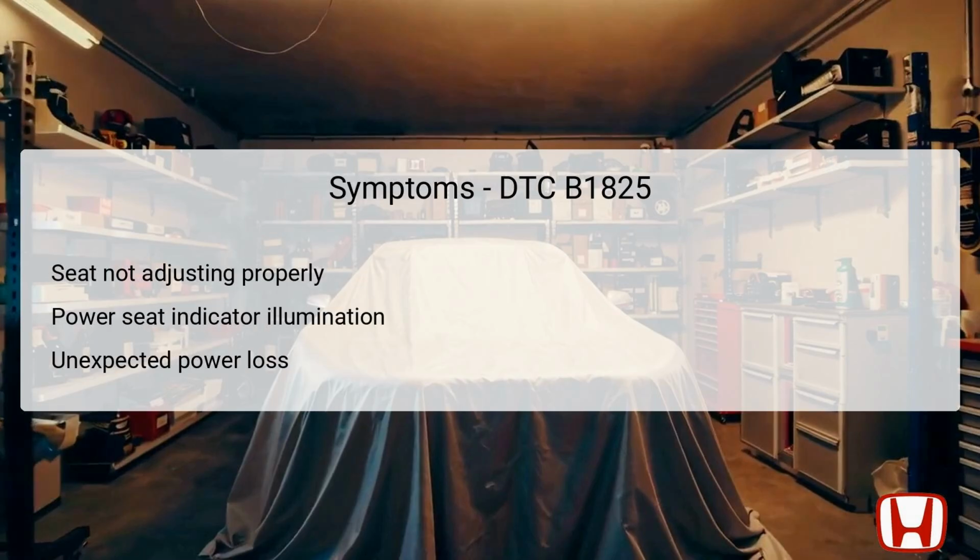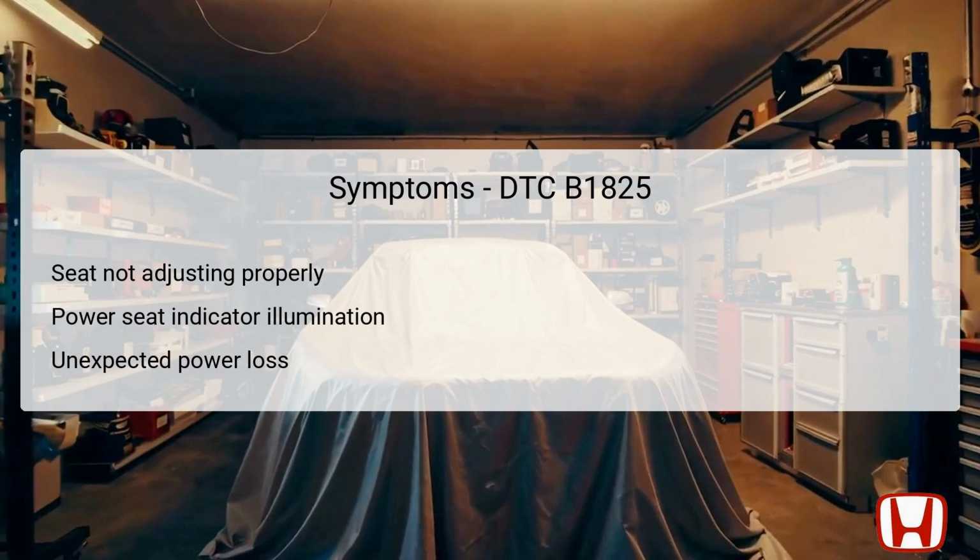When DTC B1825 is recorded, it's typically accompanied by specific symptoms that indicate power seat issues. One common symptom includes the seat not adjusting properly, where the operator may notice that the seat fails to move at all or only moves intermittently, causing frustration.